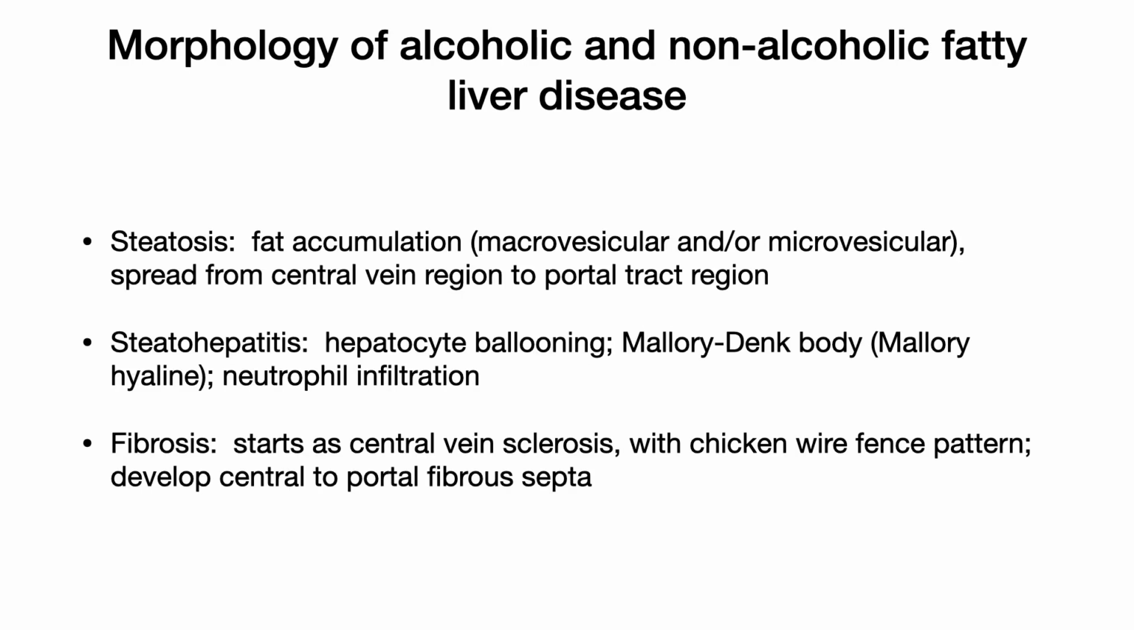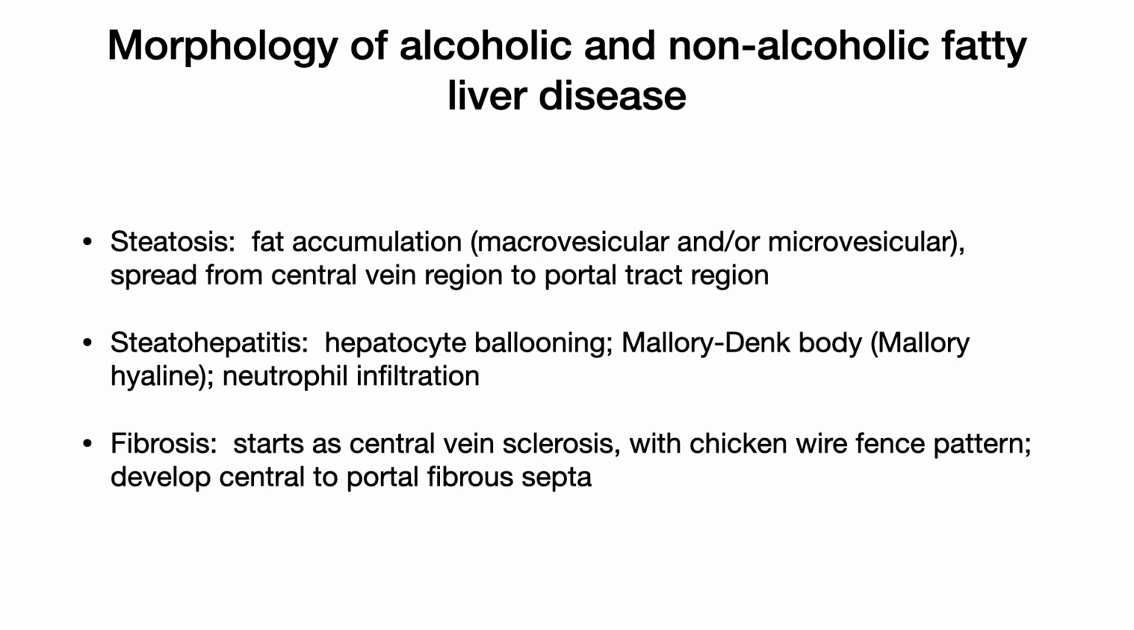So the morphology of alcoholic and non-alcoholic fatty liver disease is essentially the same. The history and other things would tell them apart. What you can see is steatosis. Steatosis is fatty accumulation within the hepatocyte. You can see both macrovesicular and microvesicular.